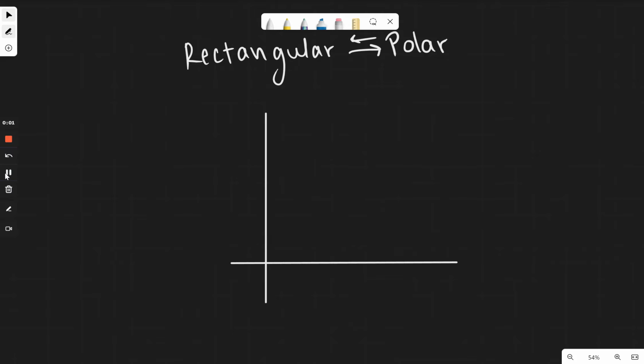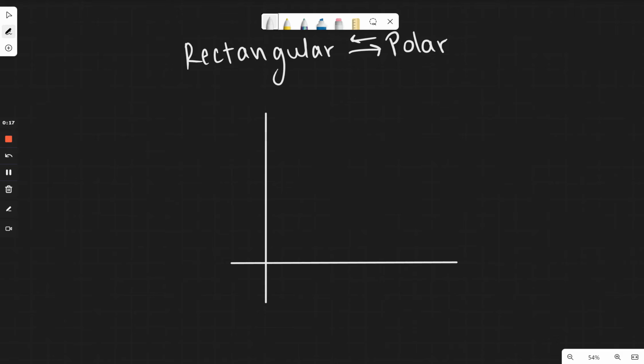Okay, so in this video we're going to cover how to convert back and forth between rectangular and polar equations. First, we're going to cover how to convert back and forth whenever you see something like r or sine or something like that.